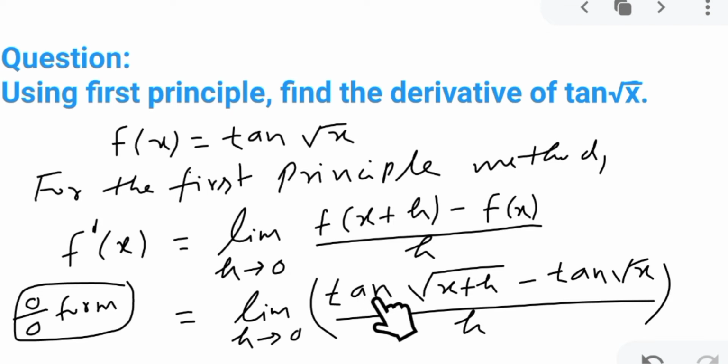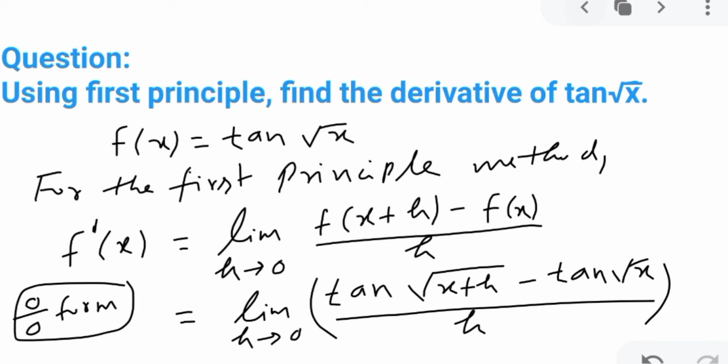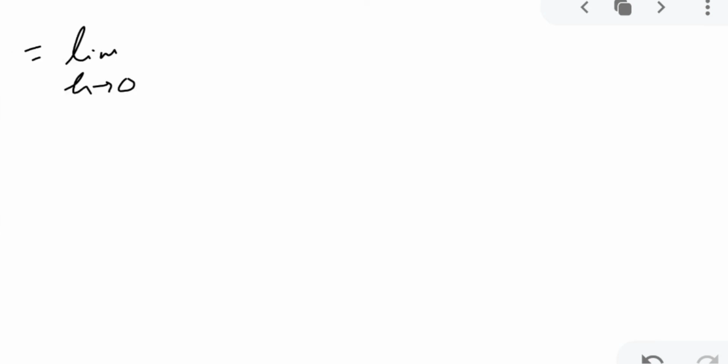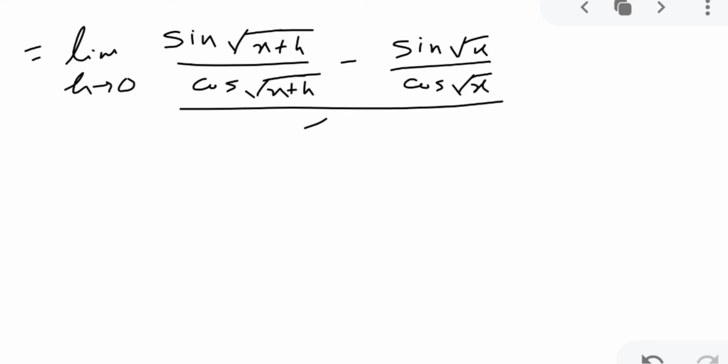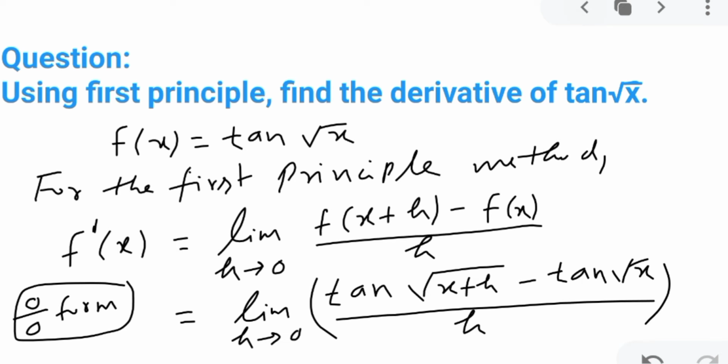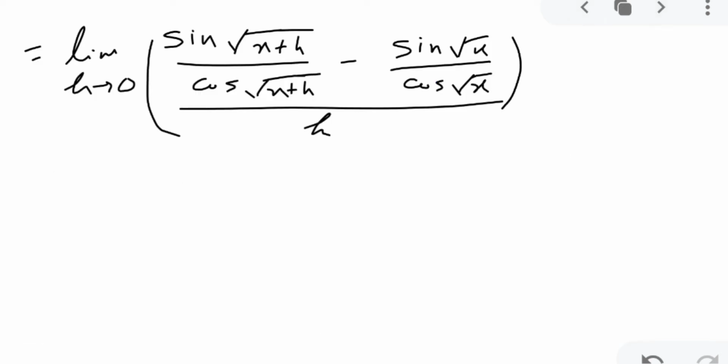I am converting this tan into sin upon cos. Okay, so limit h tends to 0, and tan I will convert into sin and cos. So it will be sin root over x plus h divided by cos root over x plus h minus sin root x divided by cos root x, and whole divided by h. Okay, so I just converted tan into sin and cos, and now I am simplifying this.